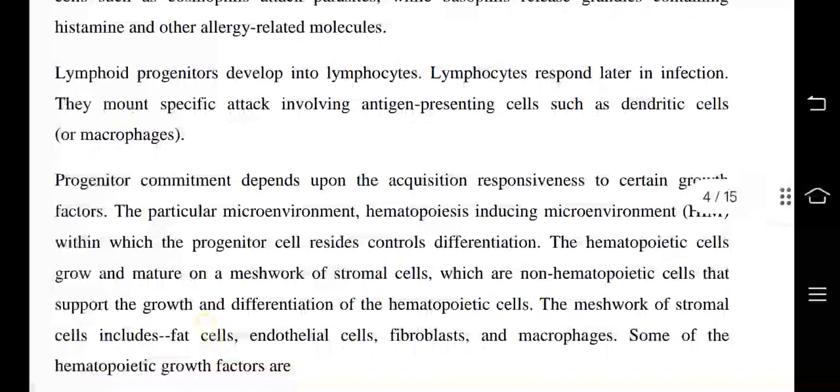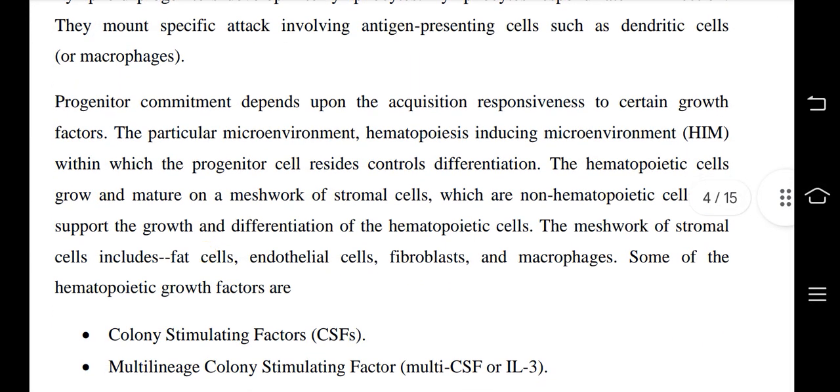Progenitor commitment depends upon the acquisition of responsiveness to certain growth factors. The particular microenvironment, the hematopoiesis inducing microenvironment or HIM, within which the progenitor cell resides controls differentiation. The hematopoietic cells grow and mature on a meshwork of stromal cells, which are non-hematopoietic cells that support the growth and differentiation of the hematopoietic cells. The meshwork of stromal cells includes fat cells, endothelial cells, fibroblasts, and macrophages.